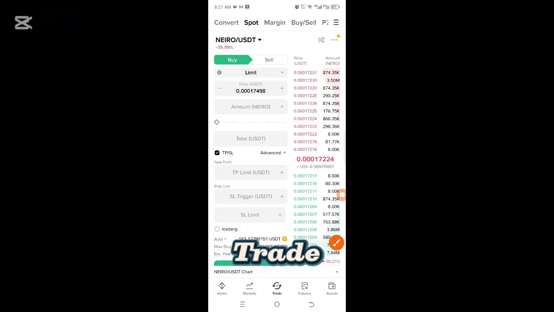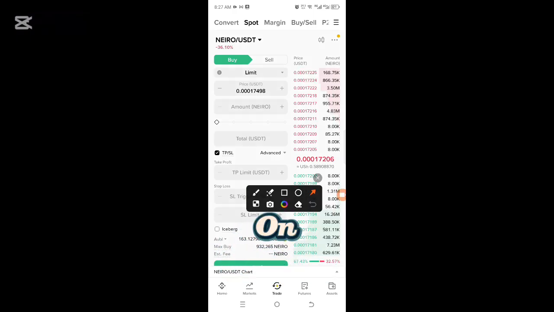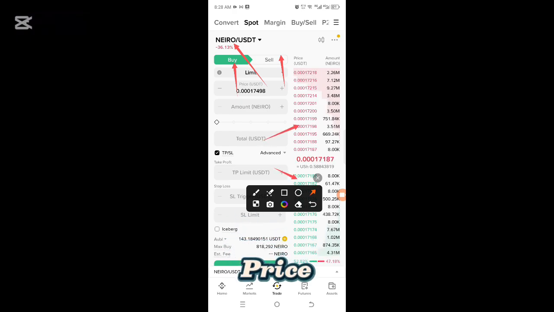After clicking on trade, on this page you will see convert and spot, and you need to make sure that you are on spot. Here you see our trade pair, which is the coin against USDT, and this is our buy, this is our sell, this is our ask price, this is our selling price pressure.